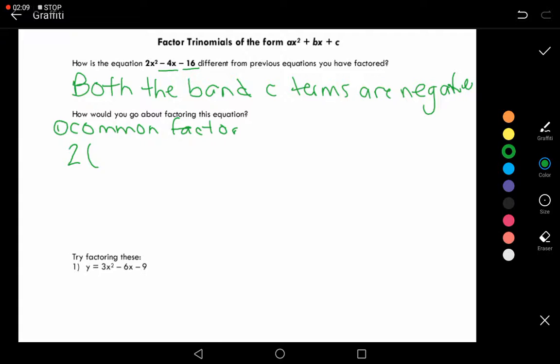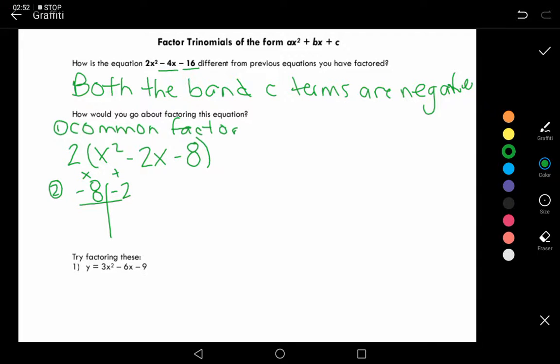Okay, so 2x² divided by 2 is x², -4x divided by 2 is -2x, and -16 divided by 2 is -8. Okay, the next thing that I need to look for when I'm going about factoring this is to see if I can keep going. Okay, so to keep going is when I would create my chart, right? Where I have to multiply to get my c value and add to get my b value. So I'm looking for two numbers that both multiply to give me -8 and add to give me -2.